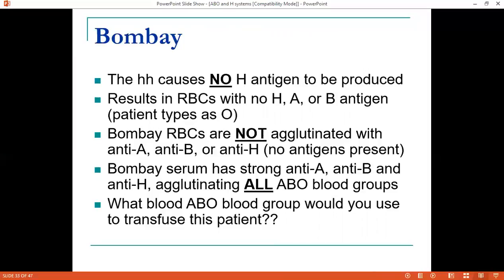However, what we will notice is that Bombay serum will have those antibodies in the plasma, because again, remember, they still follow the same Landsteiner rule. If the Bombay phenotype is not going to have those antigens, it's going to produce the antibody. So what we would find is that the serum would agglutinate all ABO blood groups. It would even agglutinate donor blood that we would try to give them, because donor blood obviously would have the H antigen present, because 99.999% of the population inherits the H antigen. So what blood would we have to give a Bombay phenotype person if they needed blood?